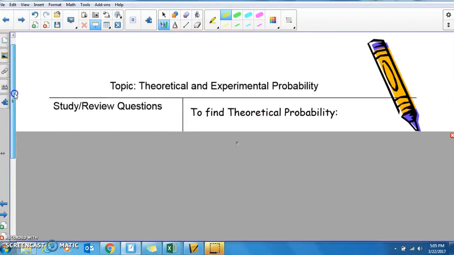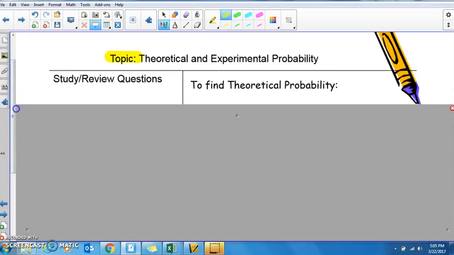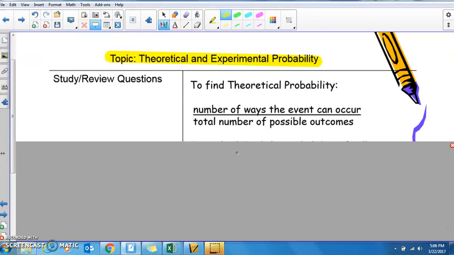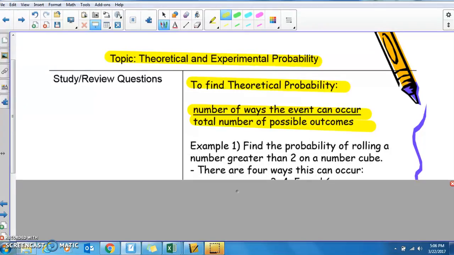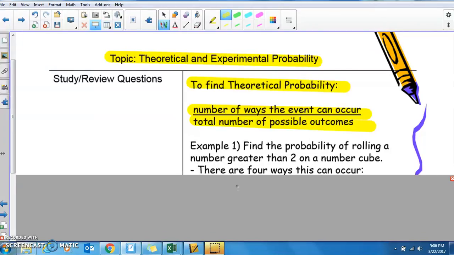When we find theoretical probability, now we're going to focus on theoretical probability as far as what we have to do. To find theoretical probability, we're going to use the formula. It's the number of ways the event can occur over the total number of possible outcomes. Okay? So example 1. Find the probability of rolling a number greater than 2 on a number cube. Alright, first little hint here is there are 4 ways this can occur.